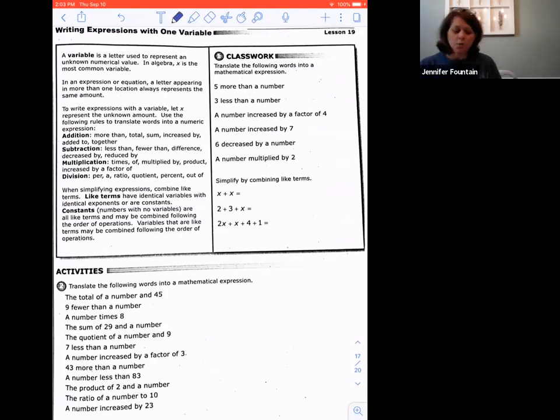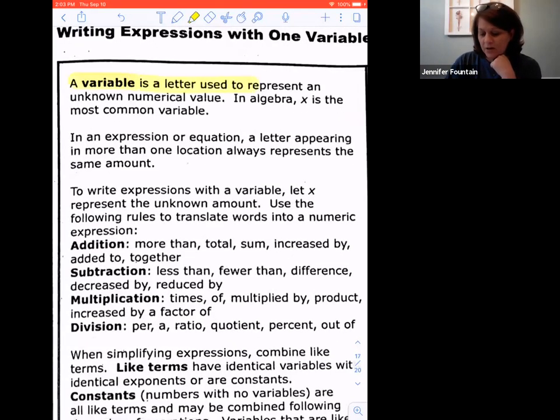Okay, so you may or may not know that when we use letters in math, we call those variables. And it says a variable is a letter used to represent an unknown numerical value. So a lot of times in algebra, we use the letter X. Okay, that's the most common variable. You can pick any variable you want to. You can use N, you can use X, you can use S or T or whatever you want to use to express a variable, but the most common that we see is X.